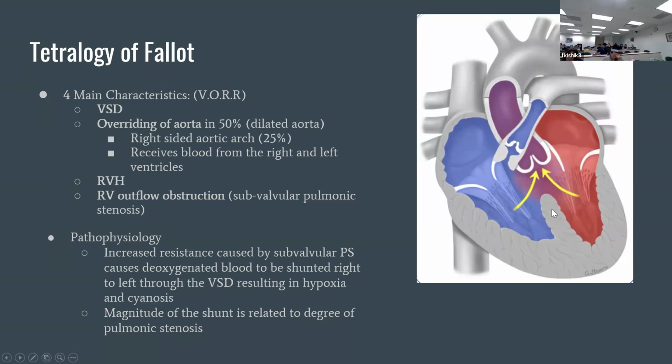They will have RVH as part of the criteria. The RV outflow obstruction will also be present. So this is usually a subvalvular pulmonic stenosis. So the actual pulmonary valve won't be stenotic. There will be hypertrophy just below it. So those are the 4 main characteristics. And there could be a bunch of variations, but these are the main ones that you have to know.